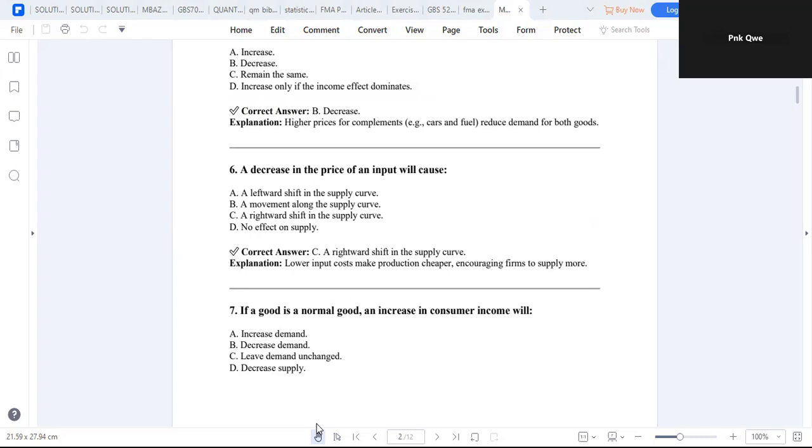So if the cost of production goes down, what happens? You shift to the right. When costs become high, you shift to the left. When technology improves, you shift to the right. When technology decreases, you shift to the left. These are the principles you need to understand. So in this case, a decrease in the price of an input will cause what? A decrease in the price of an input means the cost will go down. Are we together? Any questions so far?